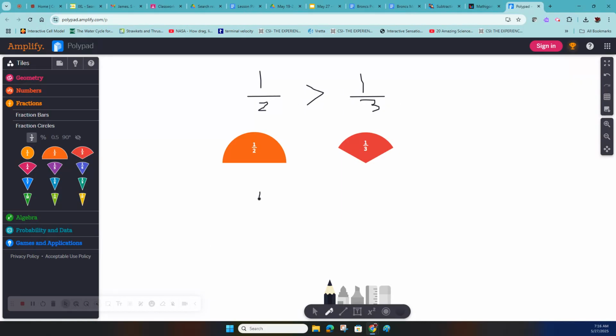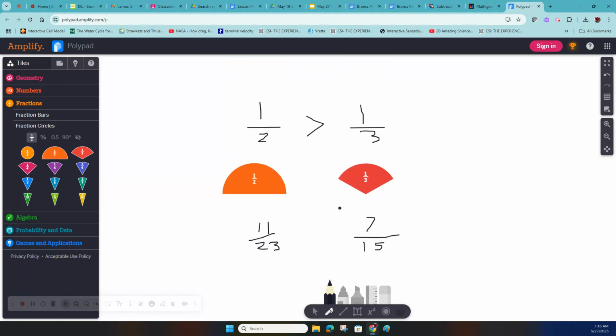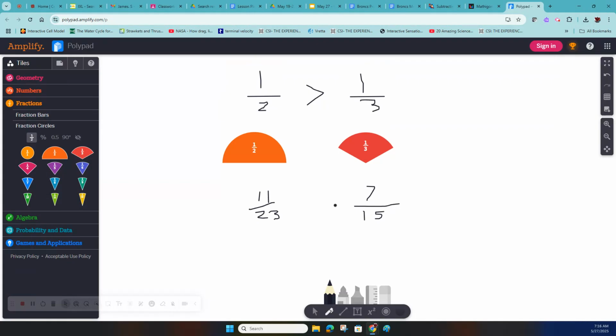Sometimes you get something yucky, like, oh, I don't know, 11/23 compared with 7/15. Holy smokes, yuck. I'm not really sure which one's greater than, less than, or maybe they're even equal to. Holy smokes. So what do? How do we compare these gross fractions?